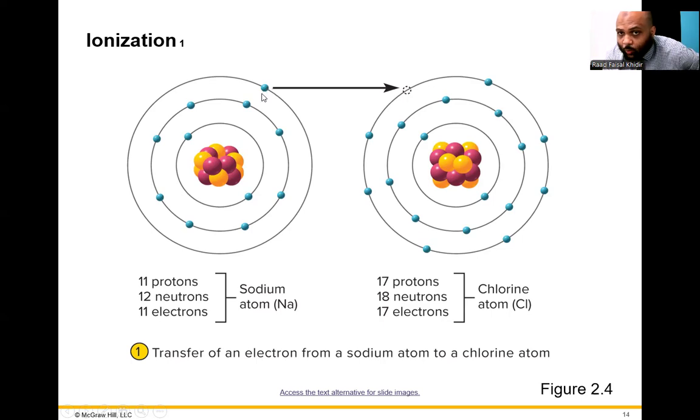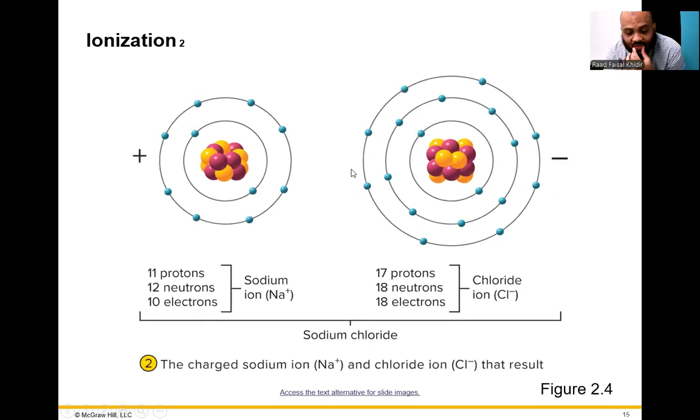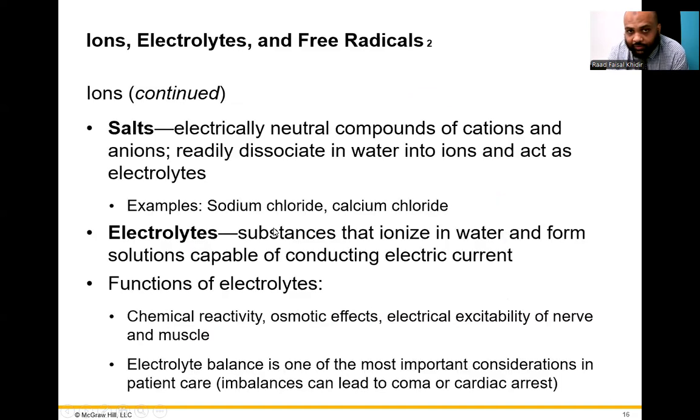But look at what happens. One electron leaves sodium and goes to chlorine. So now the number of electrons in sodium drops, making sodium a cation, while chloride gained an extra electron, making it an anion. So now what kind of bond is this? What kind of bond between chloride and sodium? Ionic bond. Very good.